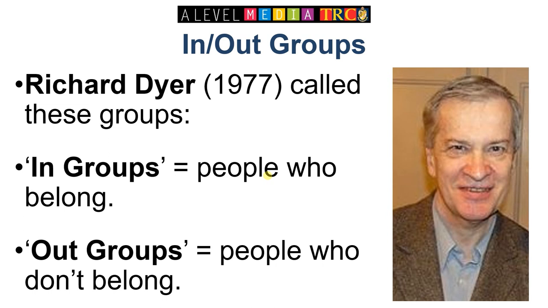This is a nice one. Richard Dyer is another good theory to talk about. He talked about in-groups and out-groups. This is the difference between stereotypes and social types. Social types are those who are like us. They're the in-groups, the ones that are acceptable, people who belong, people like us, in inverted commas. Out-groups are people who we other. They're people who are not like us.